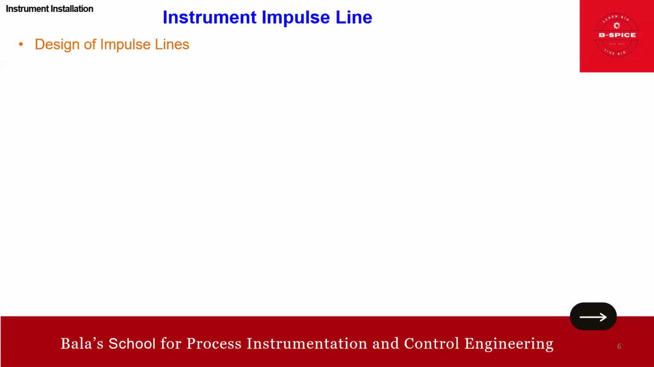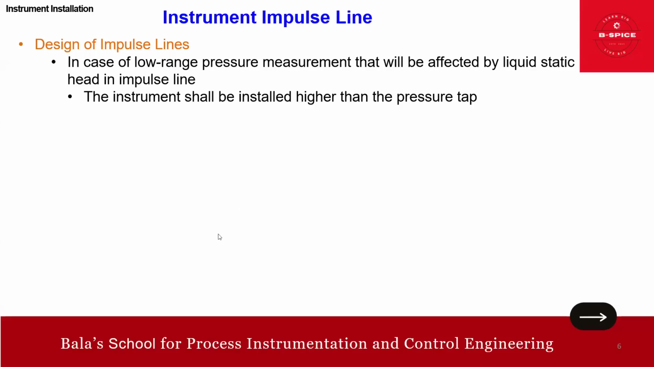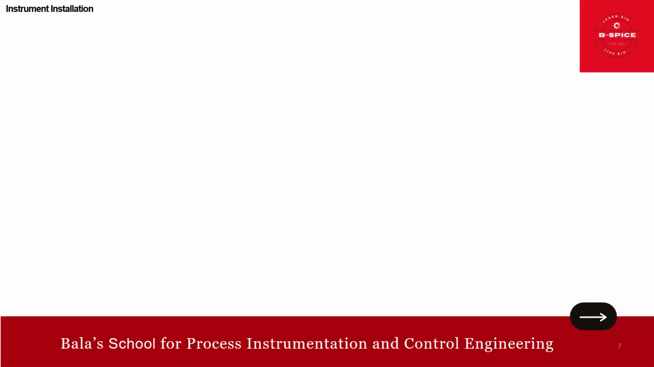In case of low range pressure measurement that will be affected by liquid static head in impulse line, the instrument shall be installed higher than the pressure tap. Again, the static head is nothing but the pressure exerted by a column of liquid due to its height and density, right? So in that case, the instrument shall be installed higher than the pressure tap, and the impulse line shall be sloped upwards. These are the points we need to focus on, right?